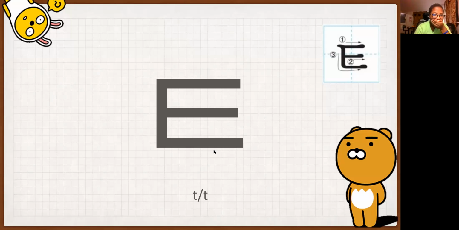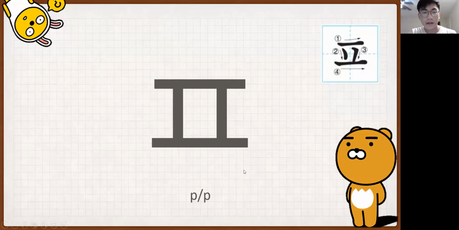Okay. So this is tieut. All right. And this is the next one. This is called pieup. Yeah, so initially, around the beginning, we learned bieup, which is the B sound. Sounds similar, right? But this is the P sound. This is pieup.